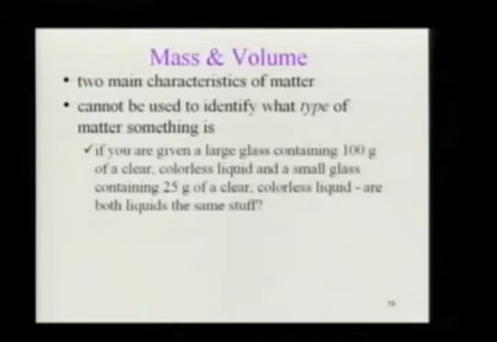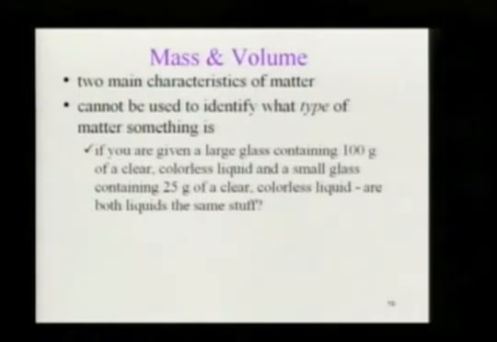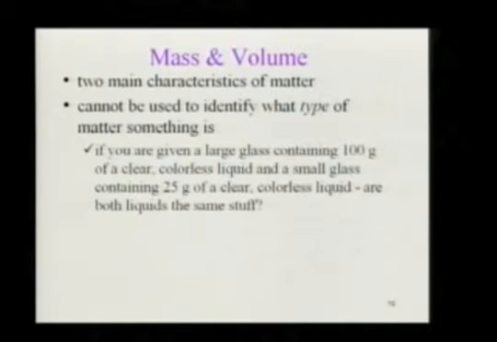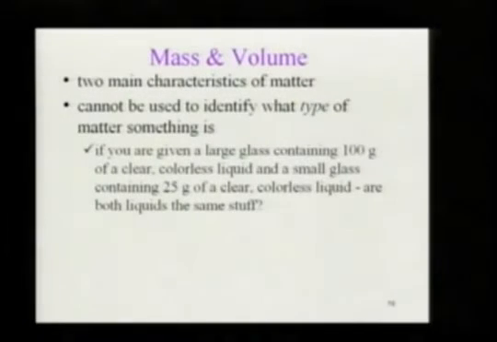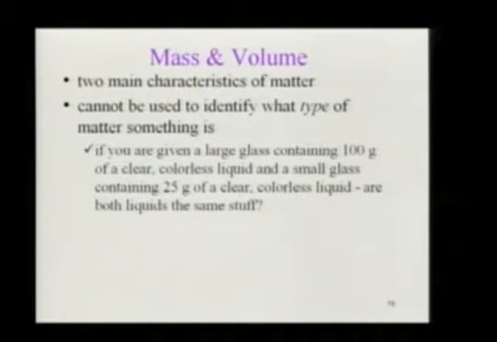So let's consider this. Mass and volume themselves are the two main characteristics of matter. I can't necessarily use it to determine what type of matter something is, but it can certainly describe the situation in which I find myself in terms of how this seems to be behaving. It'll help us identify something. For example, if you are given a large glass containing 100 grams of a clear, colorless liquid, and a small glass containing 25 grams of a clear, colorless liquid, are both liquids the same stuff? Well, you don't know by looking.